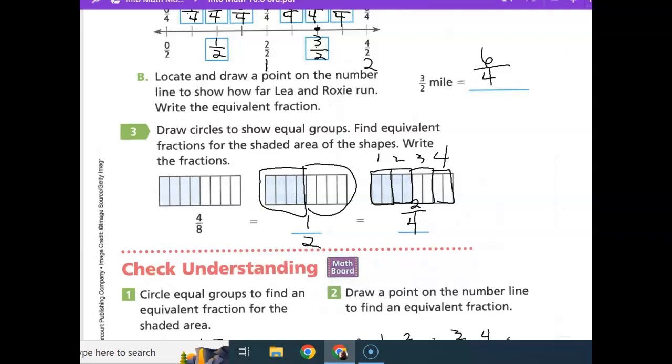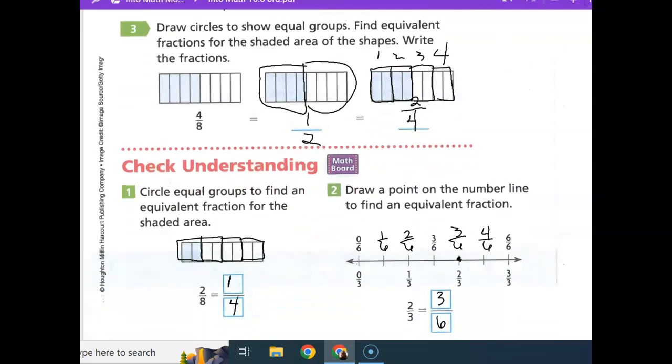Draw circles to show equivalent groups. Find equivalent fractions for the shaded area of the shape. Write the fractions. So on this one, it's divided into 8 parts, and 4 are shaded, so 4/8. Then we can group this one into 2 parts. So it takes 2 parts to make our whole, and 1 of those is shaded. And this one, we can divide our shape into 4 parts. We can group it into 4 parts, and 2 of those 4 parts are shaded.